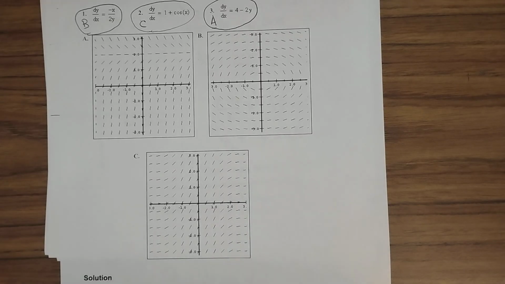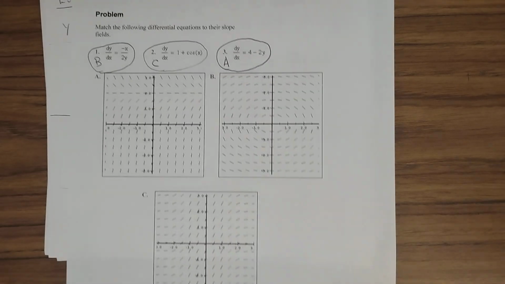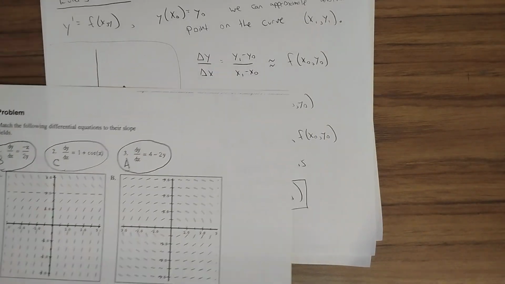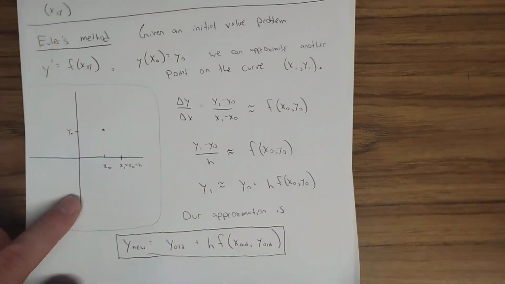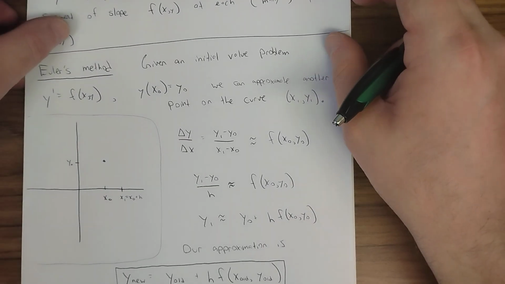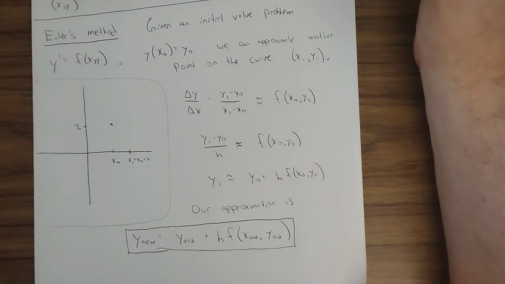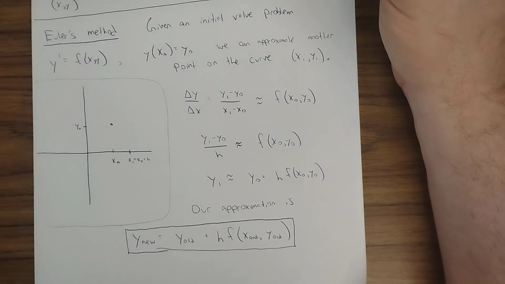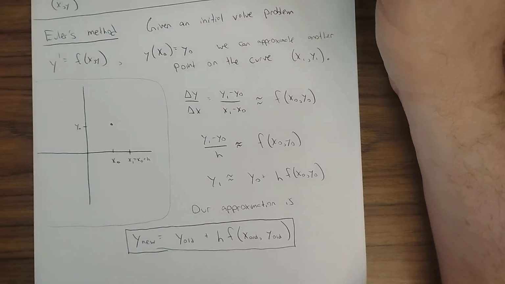Anyway, so those are slope fields. We'll do more examples like that. All right, so let me tell you Euler's method. Euler's method is basically an approximation method.